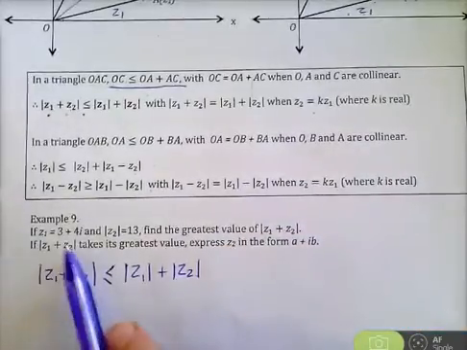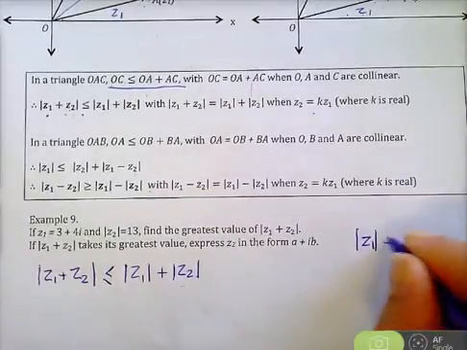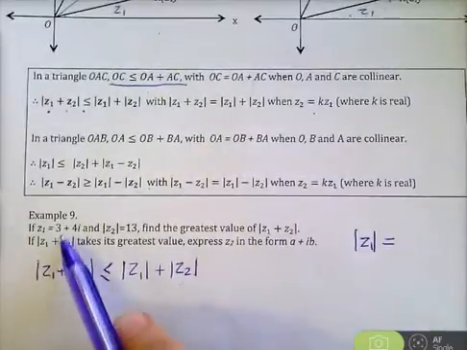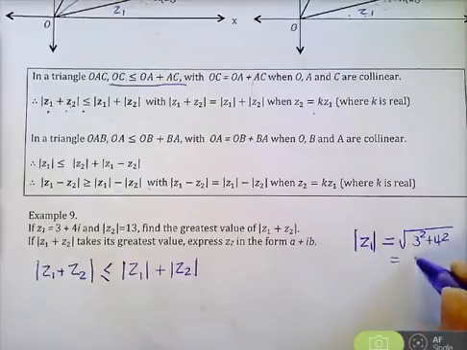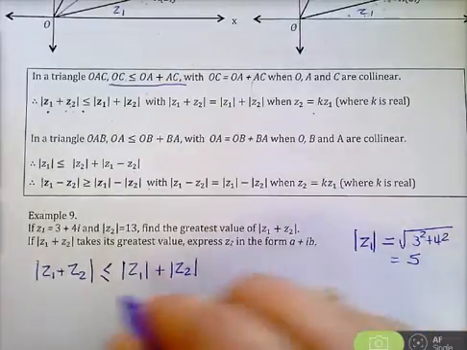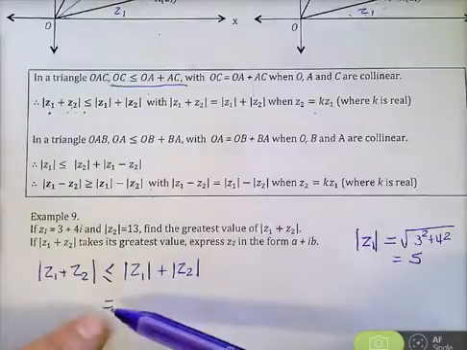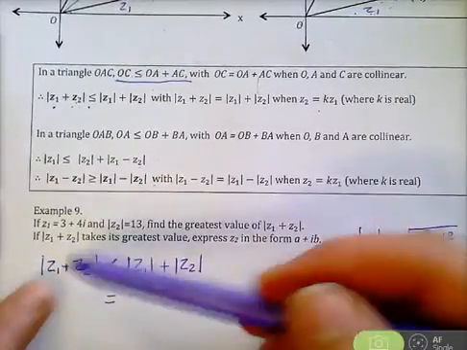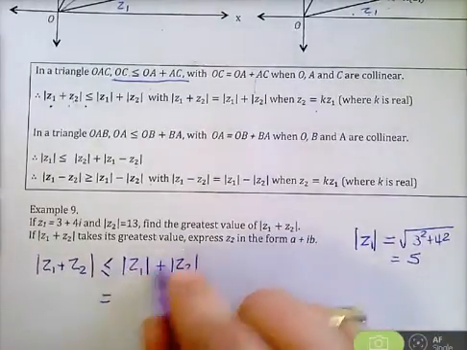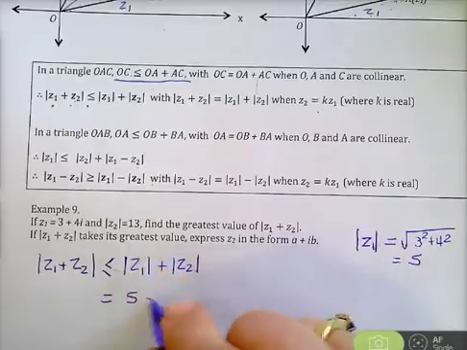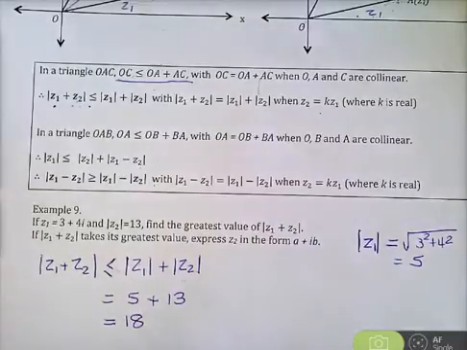Now, we know that modulus of Z1 is what? We don't need the argument. Isn't it just the square root of 3 squared plus 4 squared, which equals 5? So, which equals, now I'll tell you why I'm putting equals, because what I'm about to write here equals the line above it. But the inequality still holds. Okay, now, that happens to equal 5 plus modulus of Z2, which is 13, which equals 18.